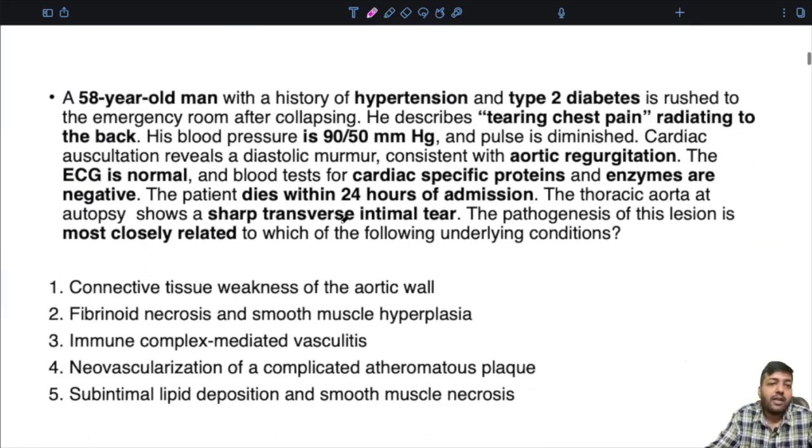The second important clinical case scenario is a 58-year-old man with a history of hypertension and type 2 diabetes mellitus who is rushed to the emergency room after collapsing. He describes a tearing chest pain radiating to the back. His blood pressure is falling at 90 by 50 millimeters of mercury and pulse is diminished.